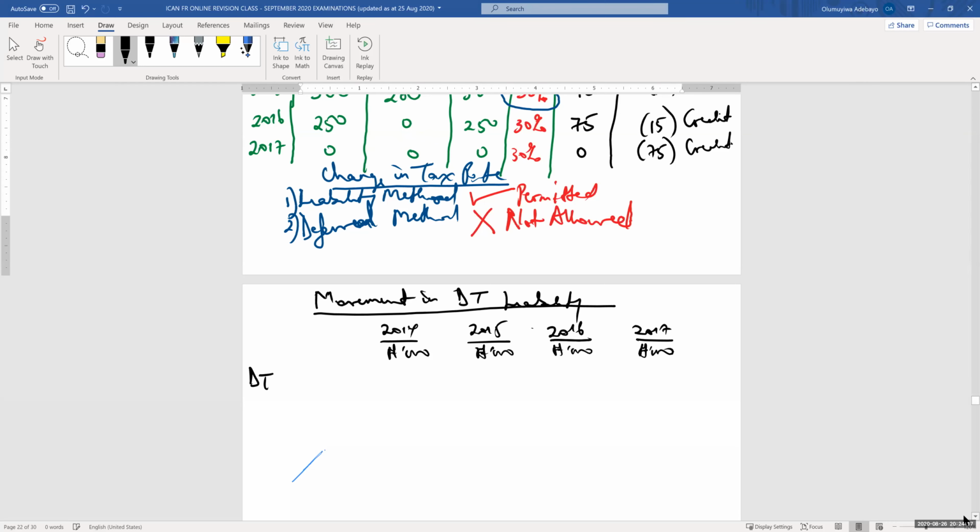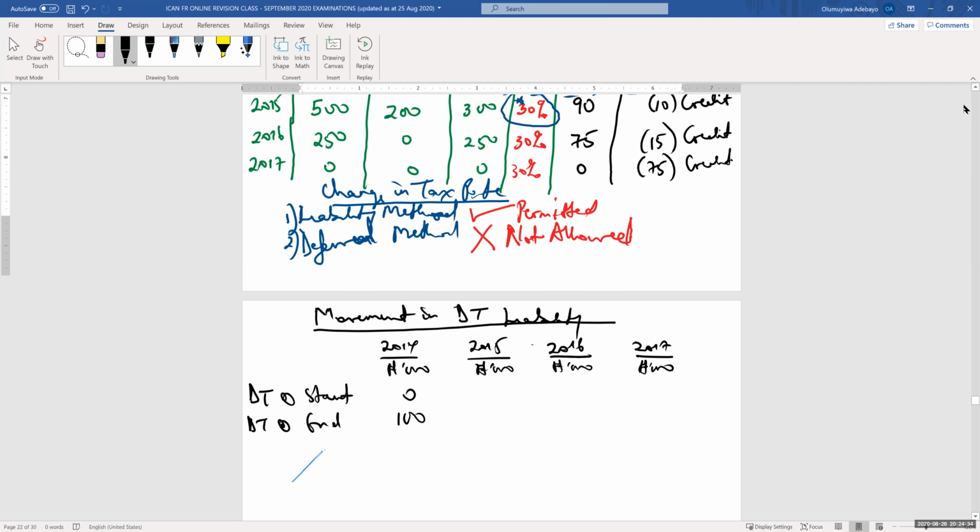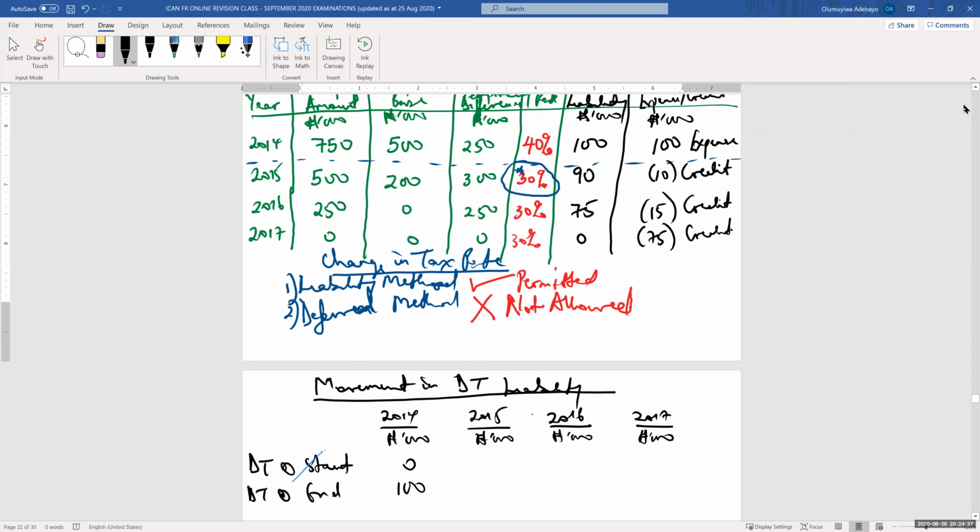Now we start. Our deferred tax as at the beginning of the year 2014 was 0. But as at the end of the year, it was 100. If you remember, let me show you. Now, invariably, what has happened? There's an increase of 100. I remember the balance in 2014 is carried forward to 2015. And in 2015, the balance is now 90, which shows what? A decrease of 10.